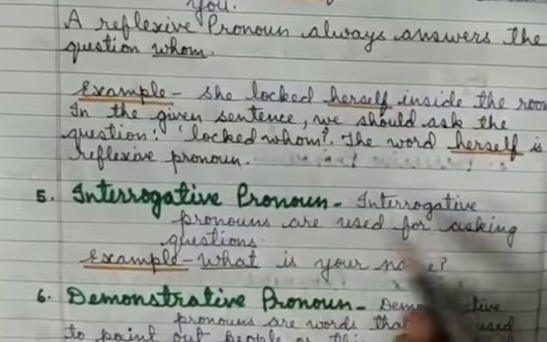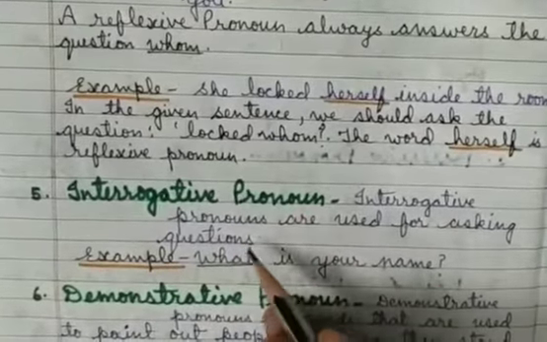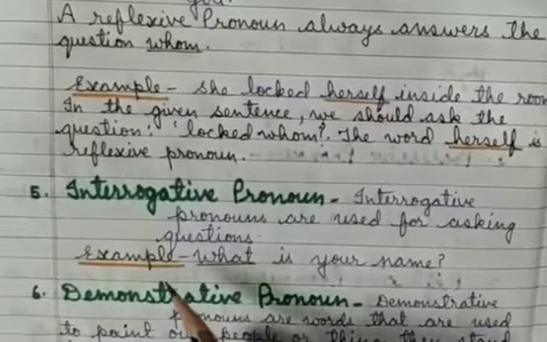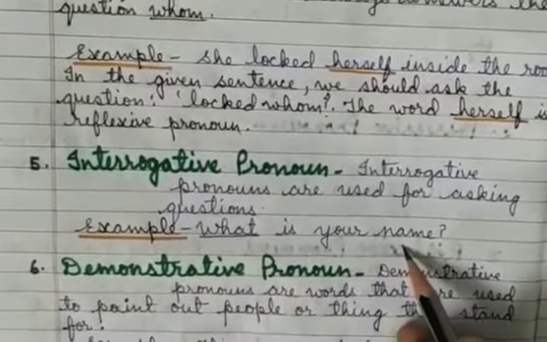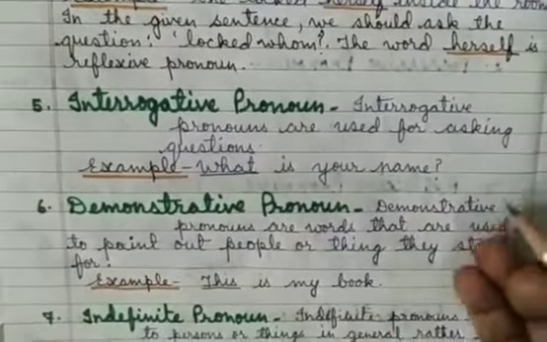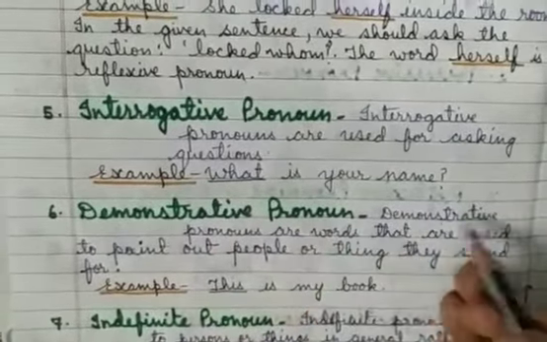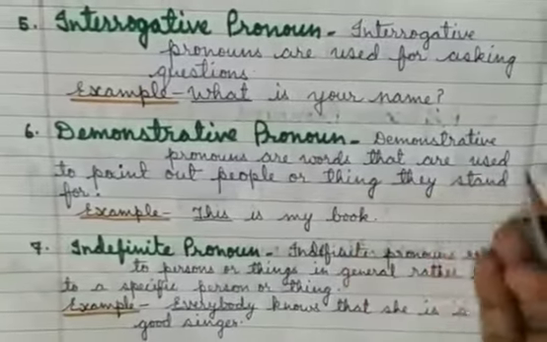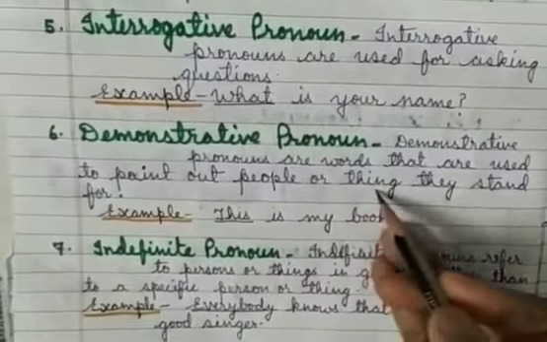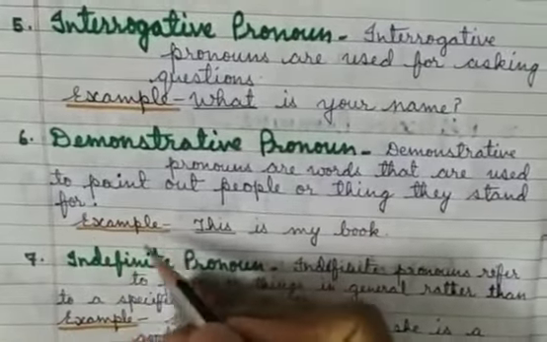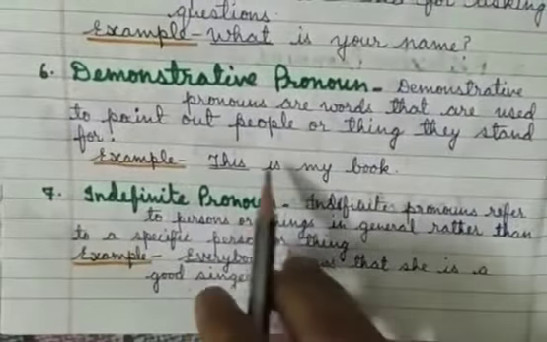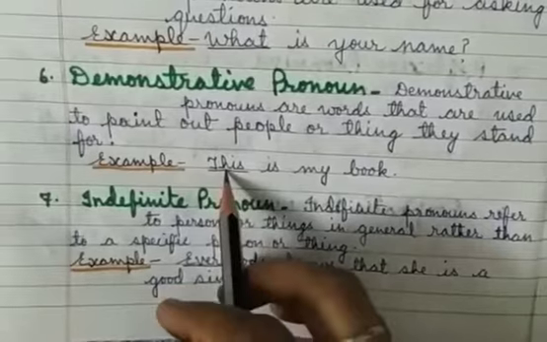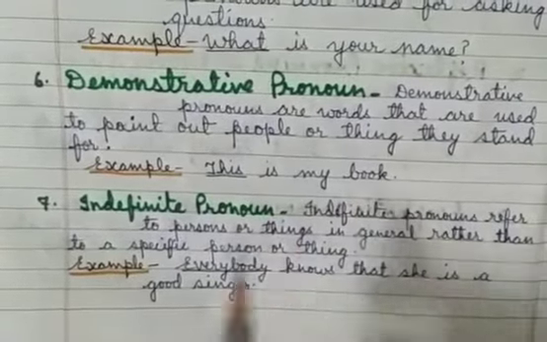Interrogative pronoun. Interrogative pronouns are used for asking questions. Example, what is your name, where do you live, which is your favorite color and many more. Demonstrative pronoun. Demonstrative pronouns are words that are used to point out the people or things they stand for. Example, this is my book. Now here, the pronoun this is pointing to the book.